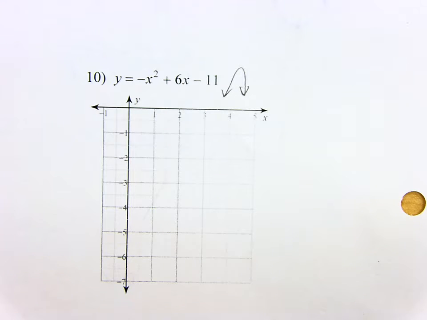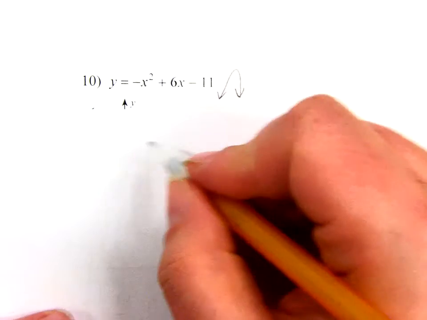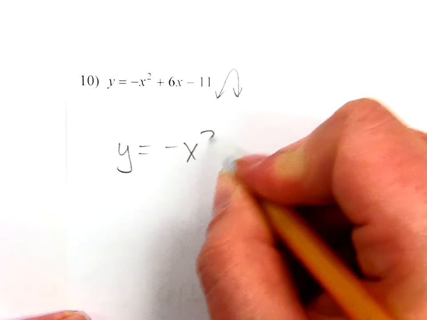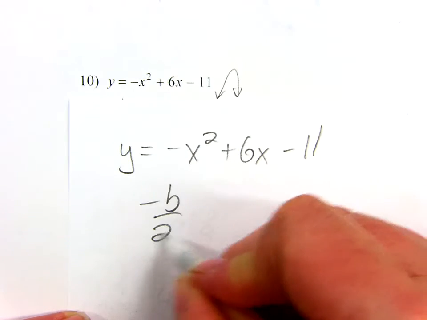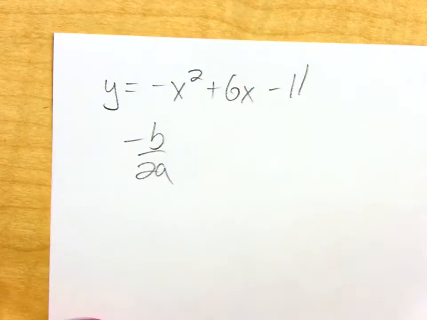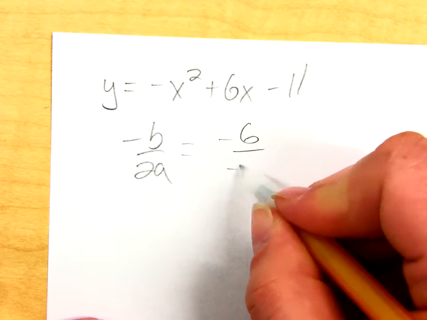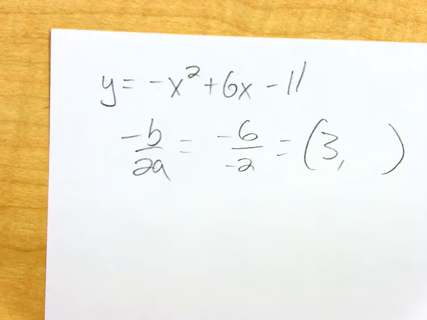When you go to find the vertex of this one, it's no different than any other one. We're going to do negative b over 2a. So first let me just recopy this here: negative x squared plus 6x minus 11. Okay, so we'll start with our negative b over 2a. So we've got negative 6 over 2 times negative 1, which is negative 2. So my vertex is going to be at 3 comma something.